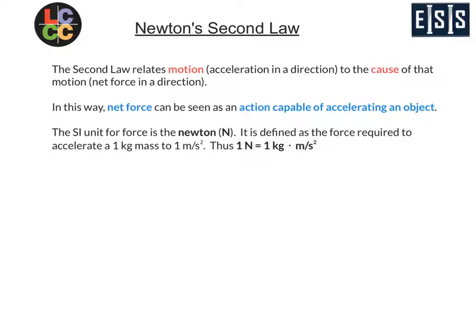Now, in summary, the second law relates motion to the cause of that motion. So it's a relationship between acceleration and what causes that acceleration, which would be the net force in a direction. Another way to think about this is that net force can be seen as an action capable of accelerating an object. And so when you look at an object, you sum up the forces, you get that net force. And if it's not equal to zero, then it's capable of accelerating that object.